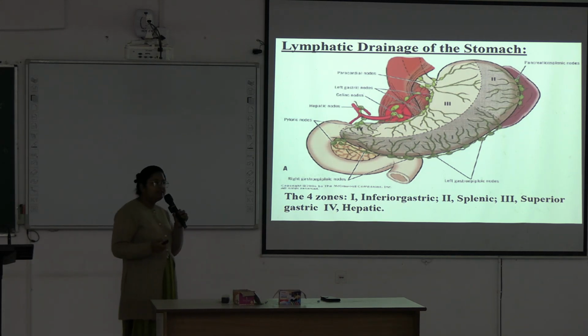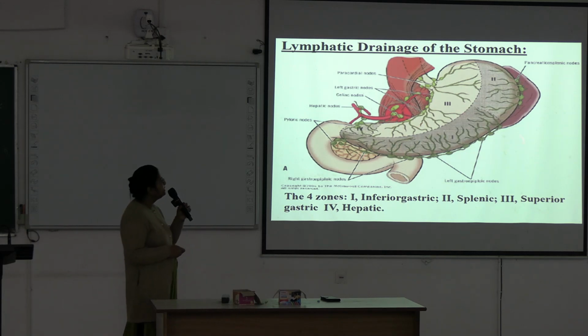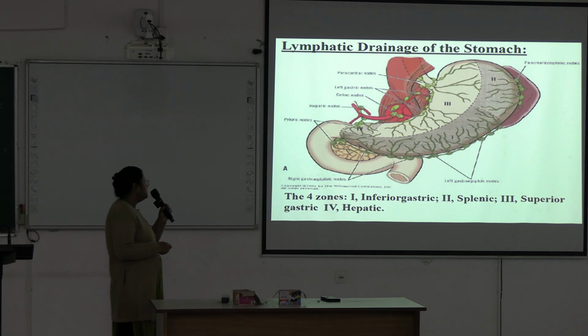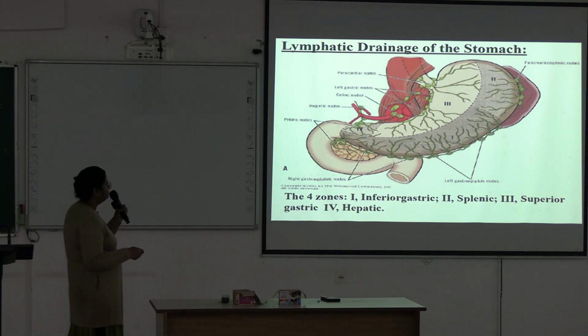For lymphatic drainage, we have divided the stomach into four zones. Okay, zone 1, 2, 3, and 4. Okay, so the four zones are zone 1. This one is zone 1.